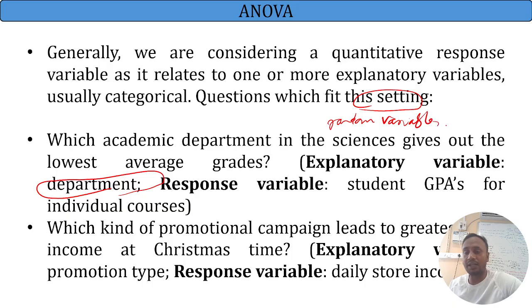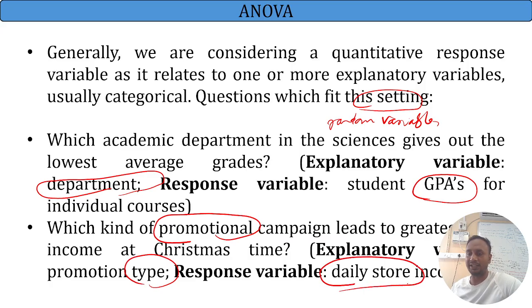We have seen different types of variables, but when it comes to any group, we have to check which one is giving which explanation. Let's say the explanatory variable gives the explanation for what is going to be the response, the GPA. In the same case, if we have the promotion, it's what type of promotion we are doing and what response we get, the daily store income. So one is the explanation, and the second one is the response.